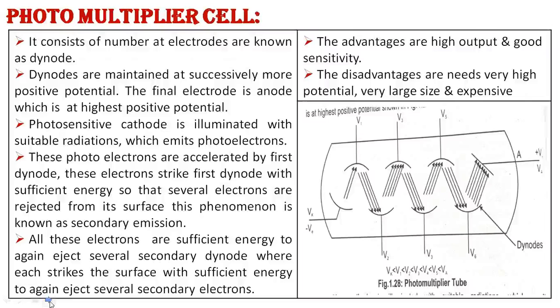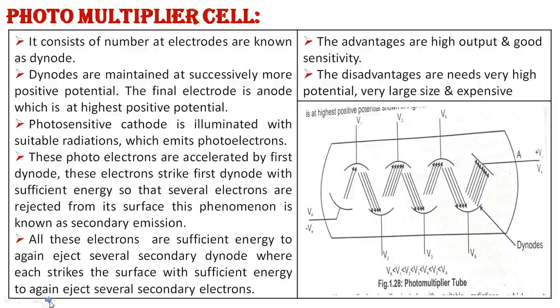Next one is the photomultiplier cell. It consists of a number of electrodes known as dynodes. Dynodes are maintained at successively more positive potential. The final electrode is the anode, which is at the highest positive potential. The photosensitive cathode is illuminated with suitable radiation, which emits photoelectrons. These photoelectrons are accelerated by the first dynode.